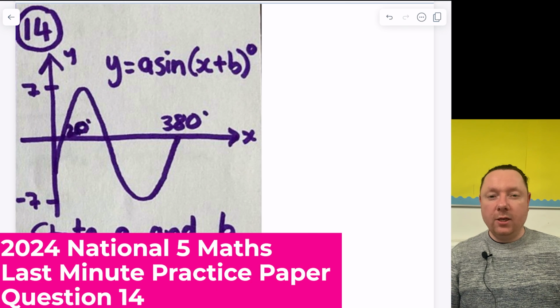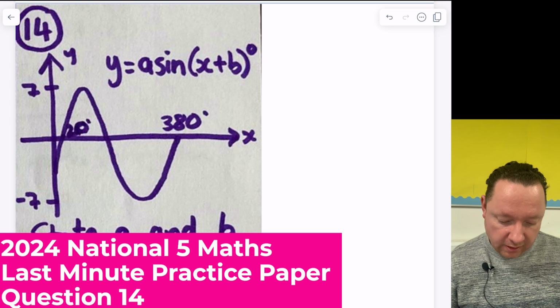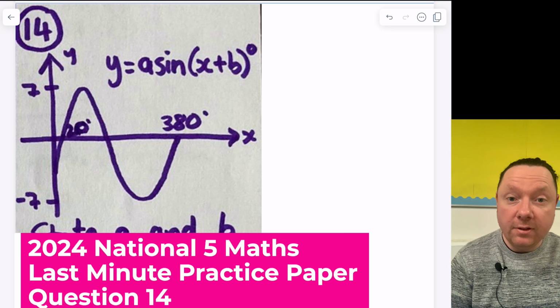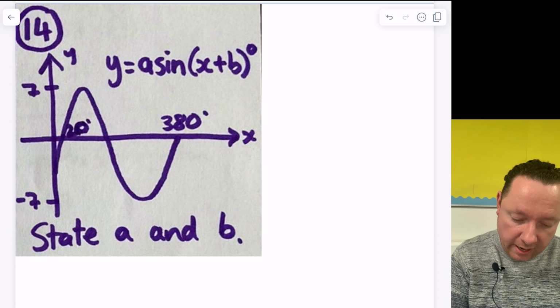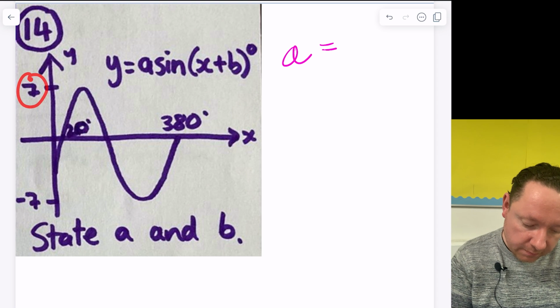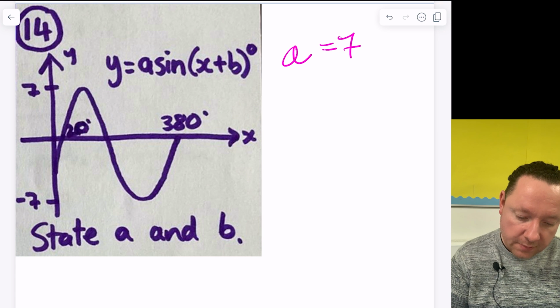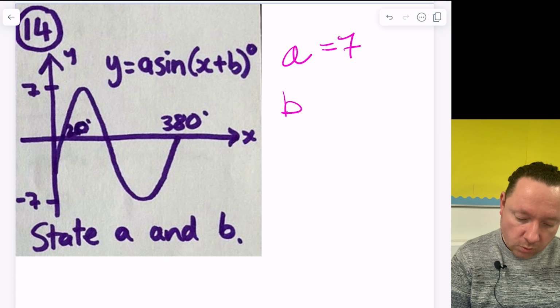14th of its mock 2024 National 5 paper. Y equals A sine x plus B. State the values of A and B. If in doubt, guess. A equals amplitude, 7. It goes to 7 and minus 7. Check they're the same. They are. So it's 7.